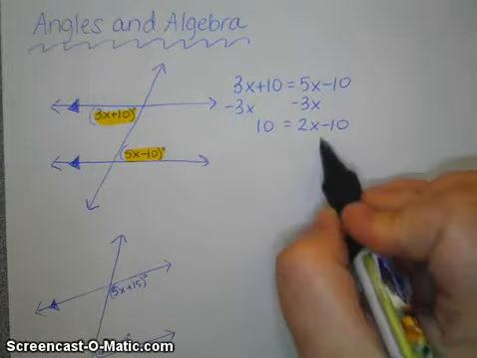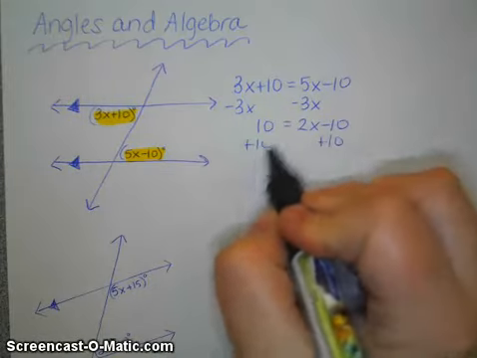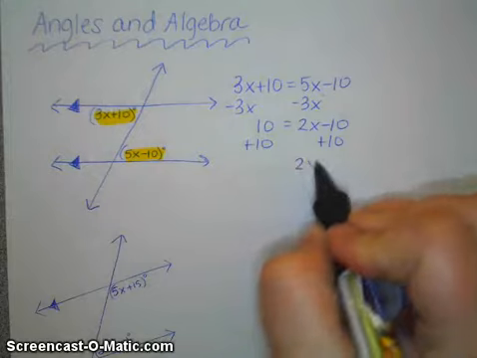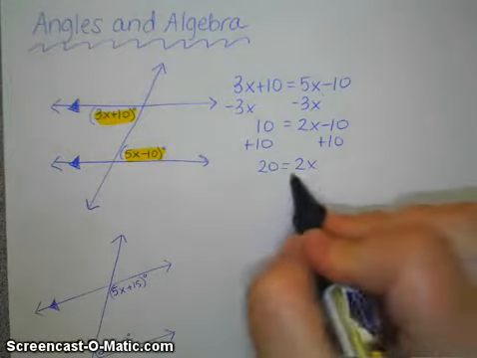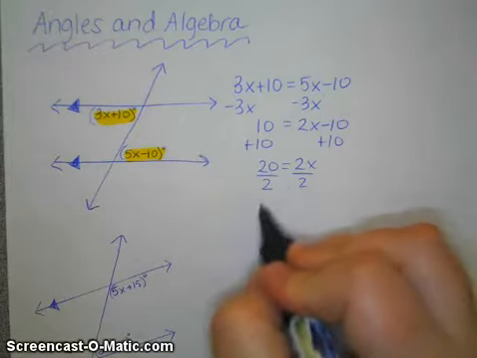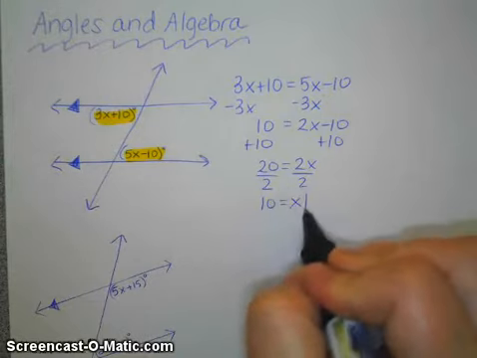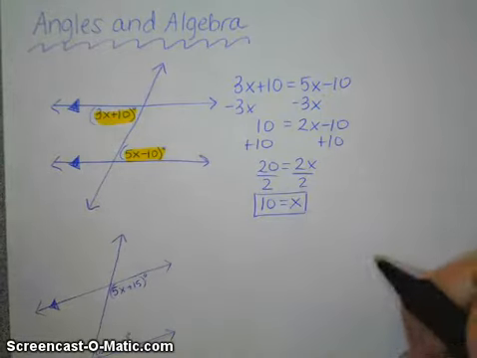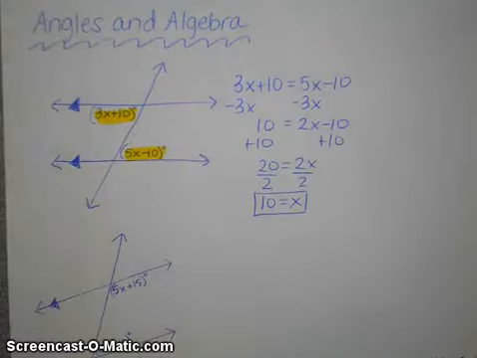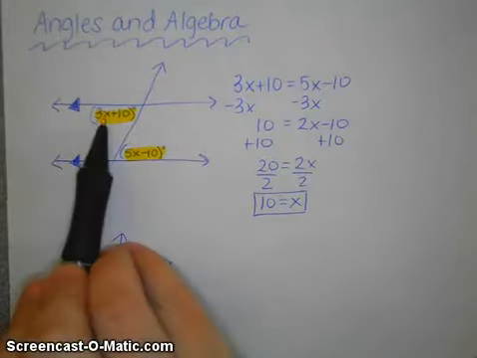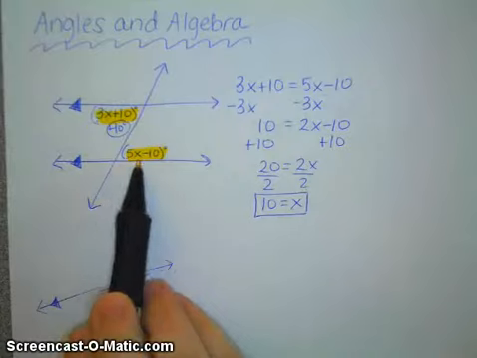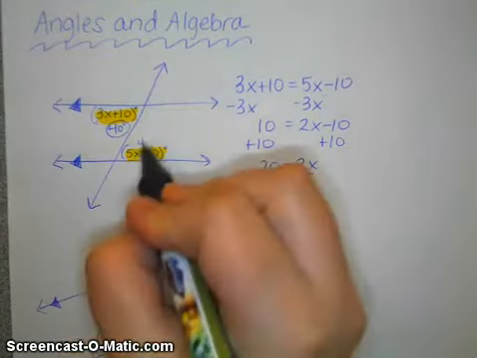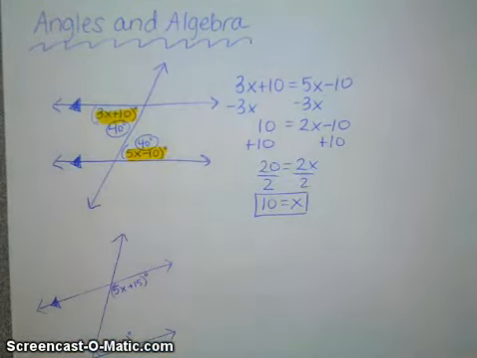Now I'm going to add 10. And finally, divide by 2. So in this case, x is 10. If we want to go ahead and plug it back in, 3 times 10 is 30, plus 10 is 40 degrees. 5 times 10 is 50, minus 10 is 40 degrees. And this is exactly what we expect.